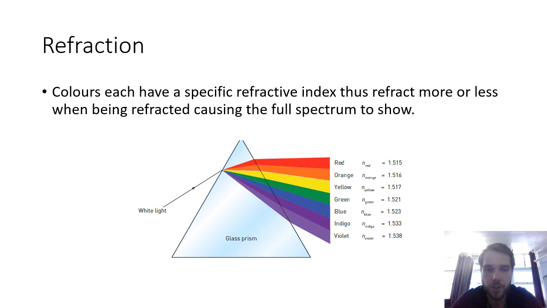Okay, refraction. Now I've talked about the bending of light itself, but light has many different colors, I suppose. All of those different colors have their own refractive properties. So red visible light is 1.515. Orange, on the other hand, is 1.516, and so forth and so forth.